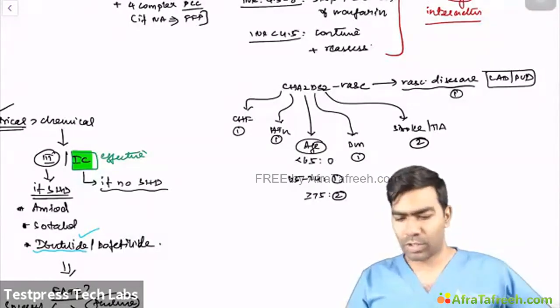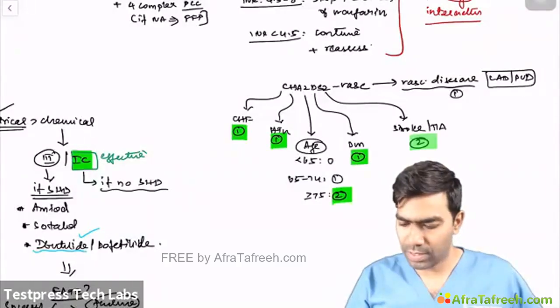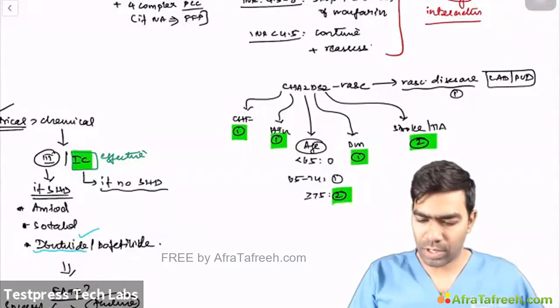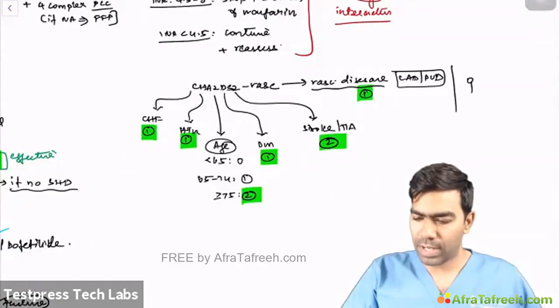So that's all. So clear? So total score 1, 2, 3, 4, 5, 6, 7. So you might be thinking that 8 is the total score, but no, there's one more thing. Females by default carry 1 point.